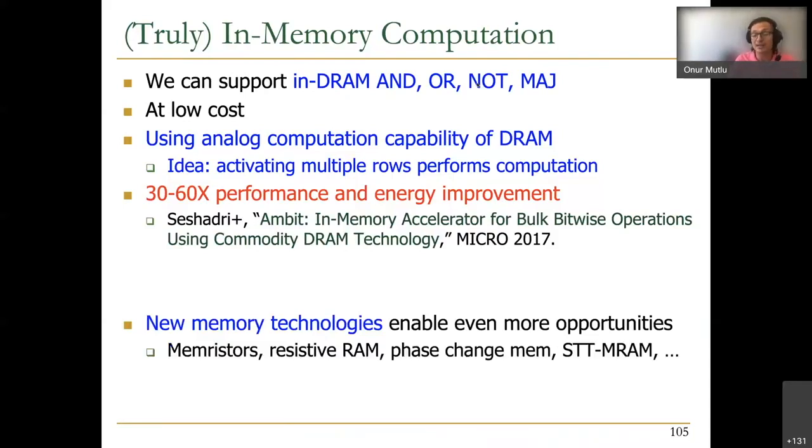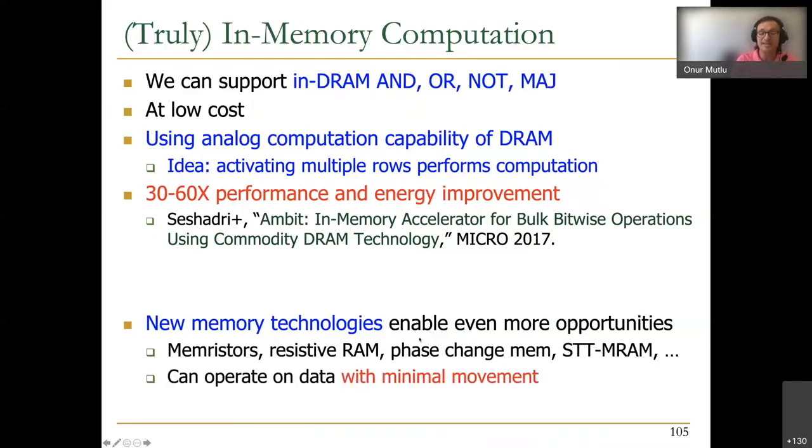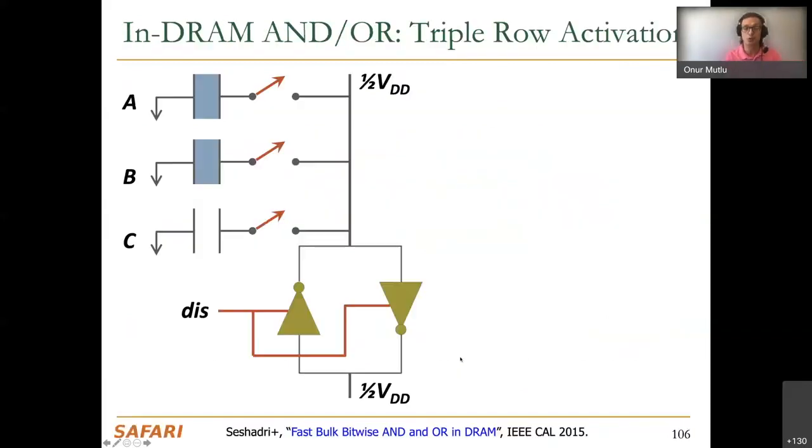And non-volatile memory technologies that are emerging enable even more opportunities. People have shown this as well. You can, for example, do matrix vector multiplication using analog current summing. And you can also do similar operations like what we proposed, RowClone, as well as bitwise operations in these technologies as well. But these technologies have an advantage because they're non-volatile, so you can operate on data with minimal movement.